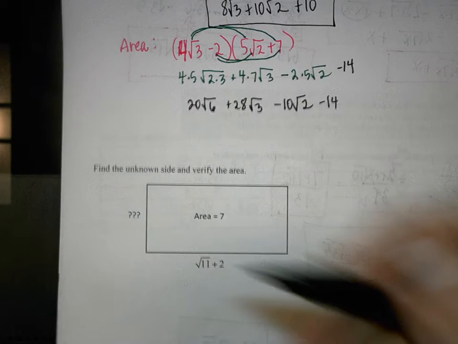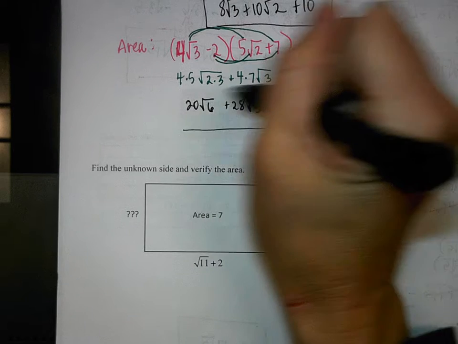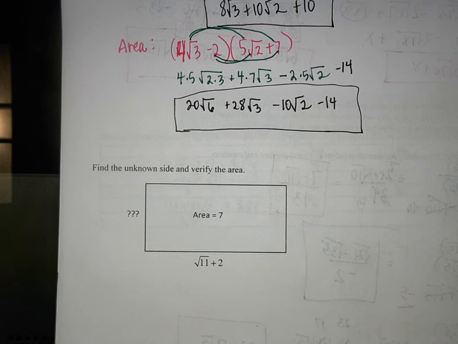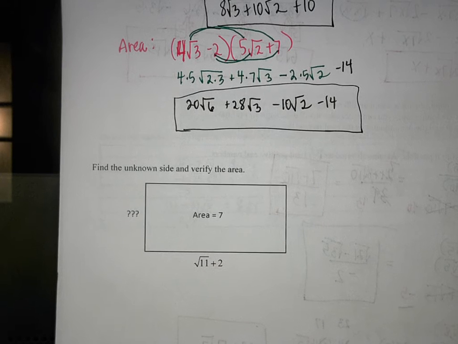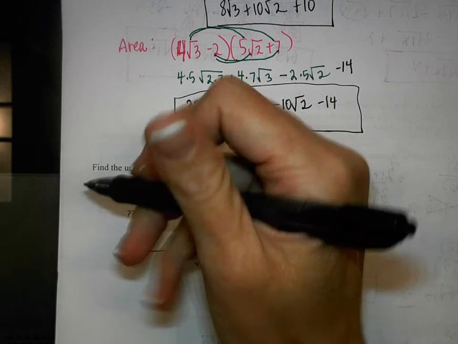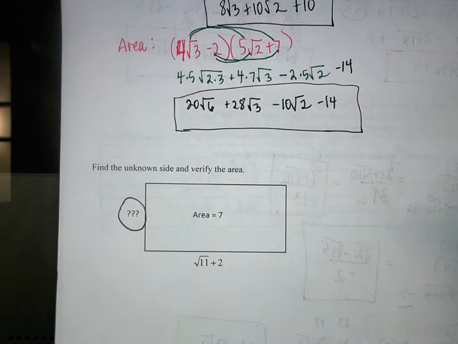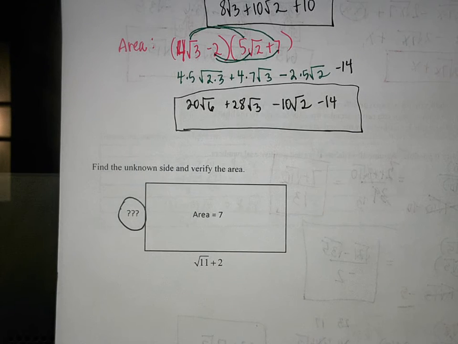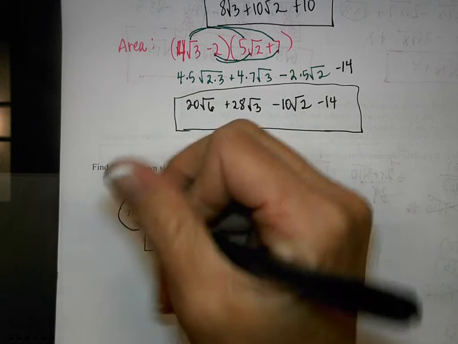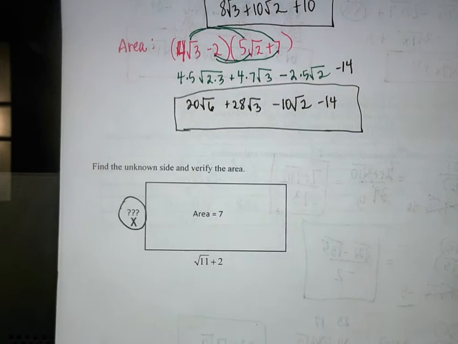So that's my answer. And again, does the order of my answer matter? No, just as long as you have all 4 of those terms, you are good. Any questions there? Okay, the last one just asks us to find the unknown. This is the unknown. Instead of writing it as 3 question marks, I'm going to write this as an X.